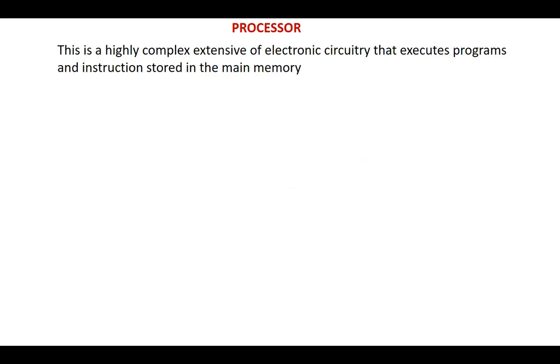This is just a highly complex, extensive set of electronic circuitry that executes programs and instructions stored in the main memory. So the processor is just there to execute programs and instructions stored in the main memory. In other words, it's just there to process the instructions in the main memory.